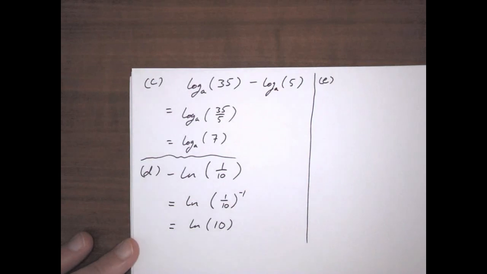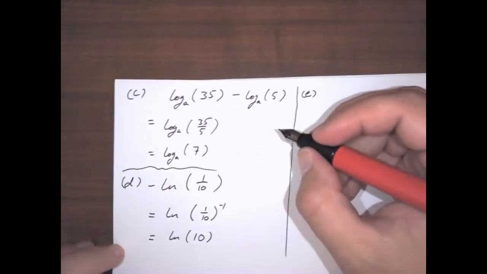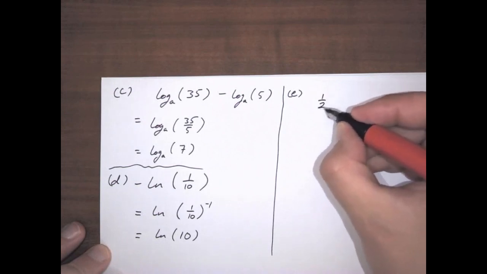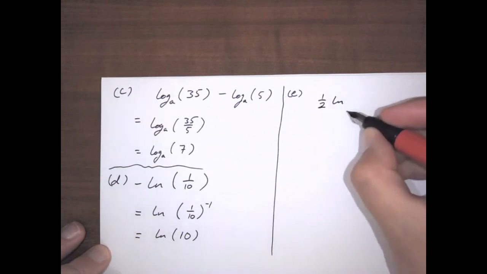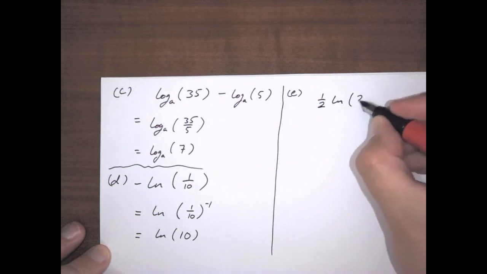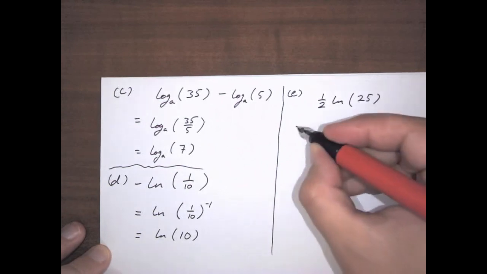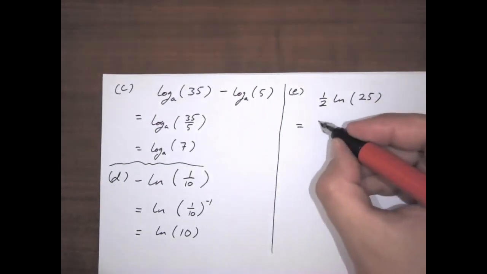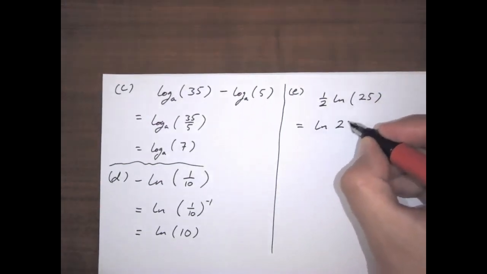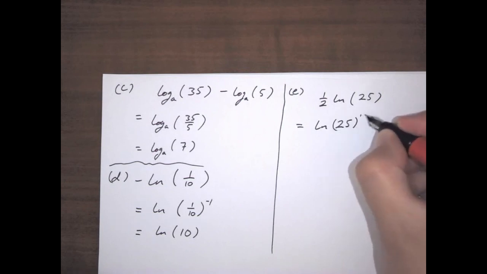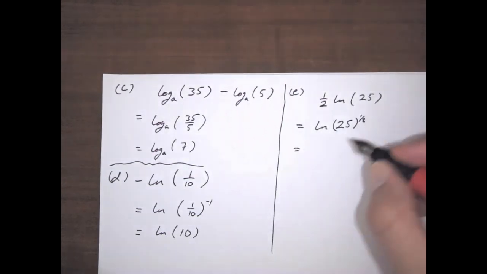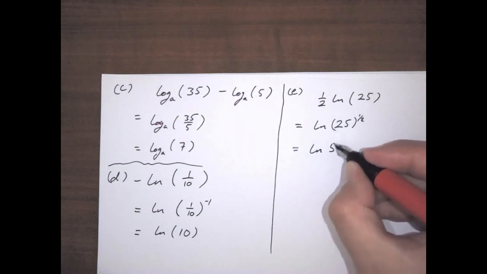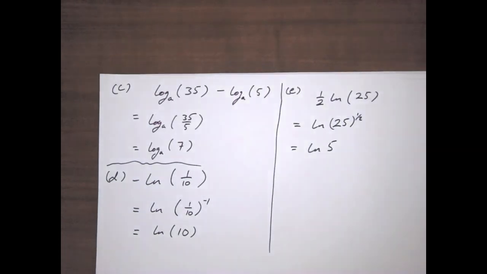And then other things we could do, we could have something like 1/2 times the ln of 25. Well, once again, a factor up front can be brought up as an exponent, and so that's going to be ln 25 to the 1/2. But a 1/2 power is the same as a square root, and the square root of 25 is in fact just 5.